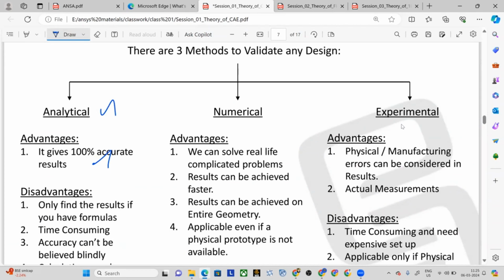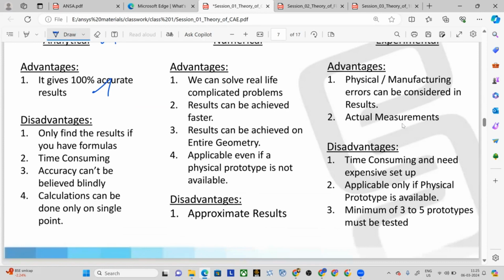And the disadvantage of the analytical method is that it can only find the results if you have formulas, right? And it is time consuming, because for each and every case you have to derive and arrive at a separate expression or formula. Then accuracy can't be believed blindly, because it depends upon the person who is actually doing it. And calculations can be done only at a single point. This point I'll explain.